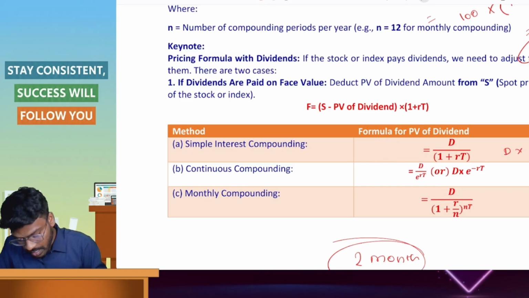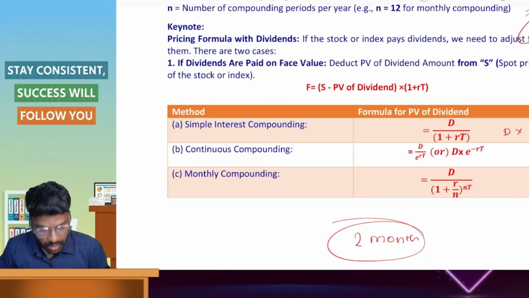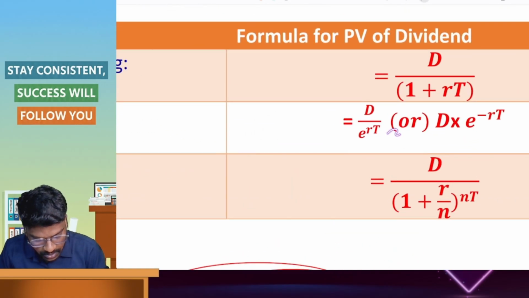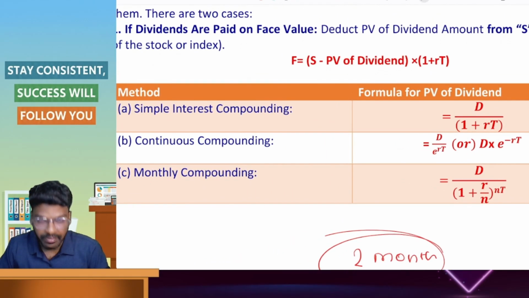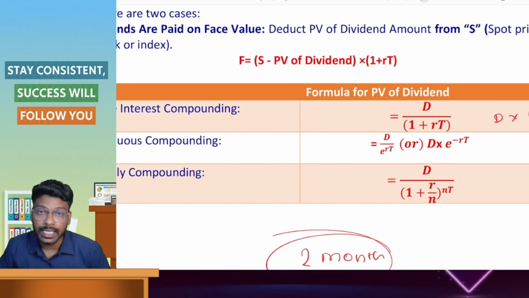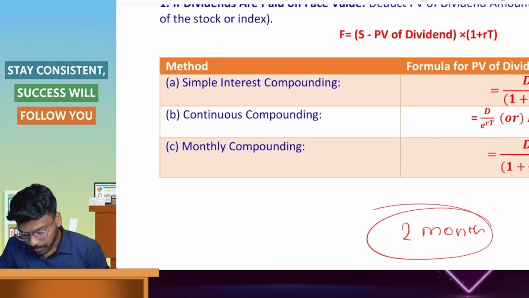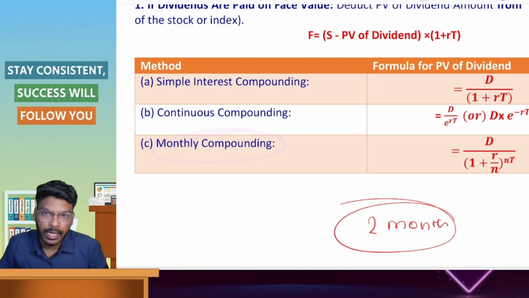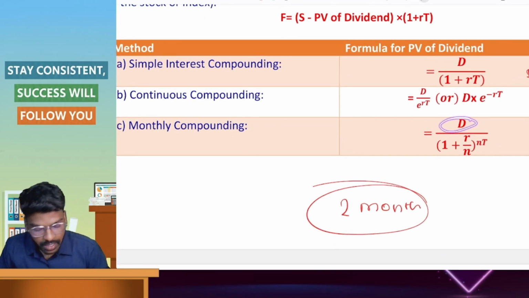In case of continuous compounding, e power RT, if the plus sign without the minus sign is given, then we have to divide D by e power RT. In case the minus e power RT is given in the question, we have to multiply with D. That is straight away given as the present value factor. Monthly compounding: in case of monthly compounding, dividend divided by 1 plus R divided by N, whole power N into T.